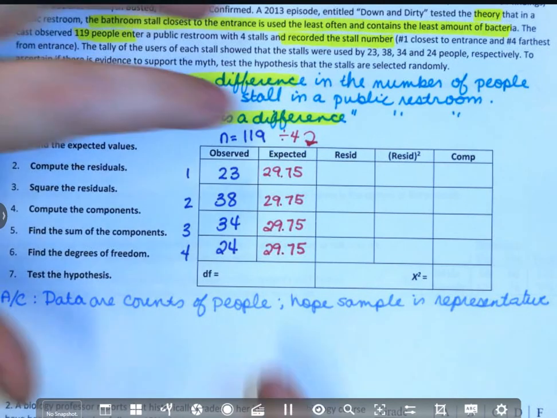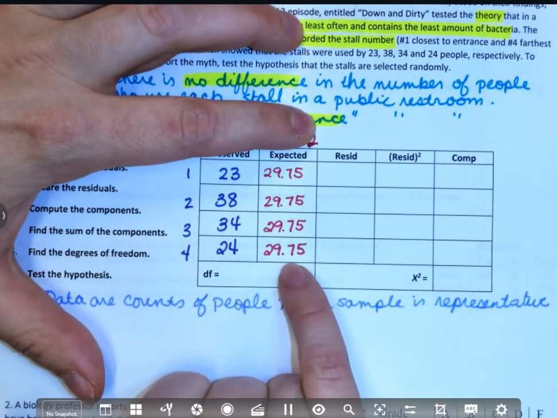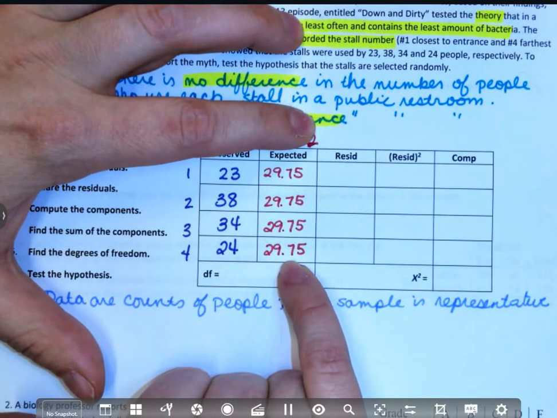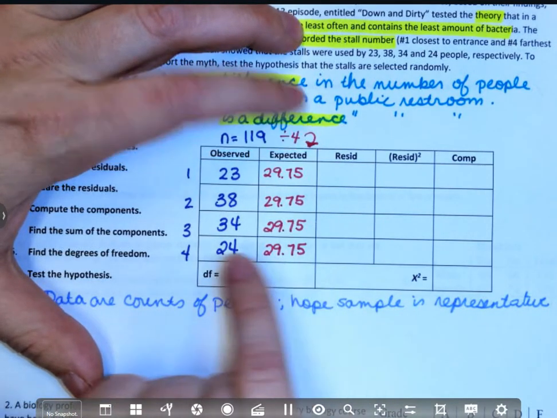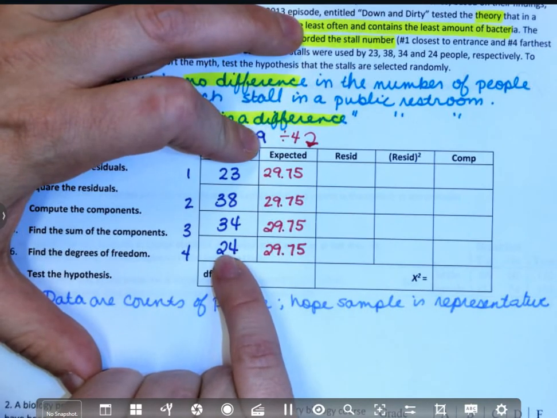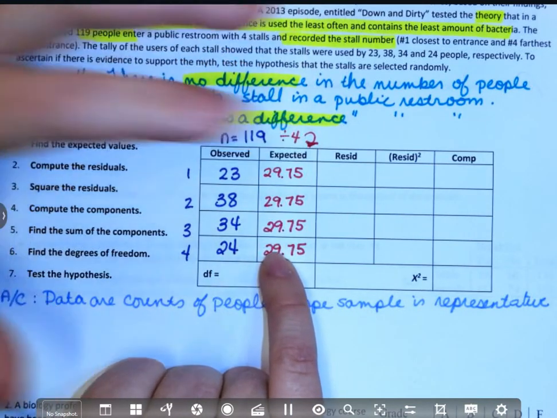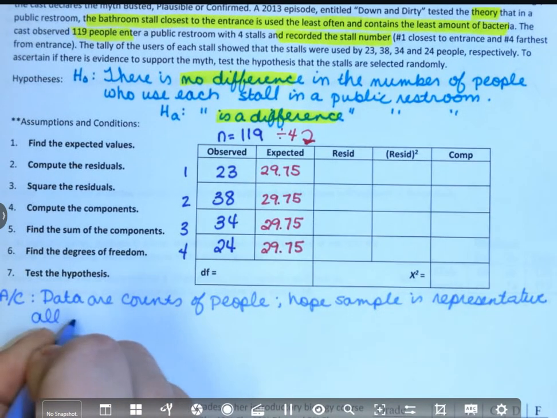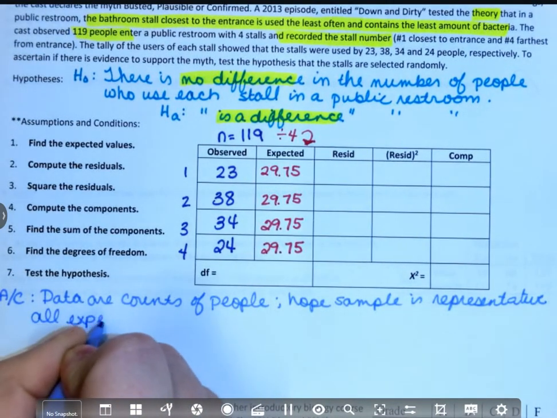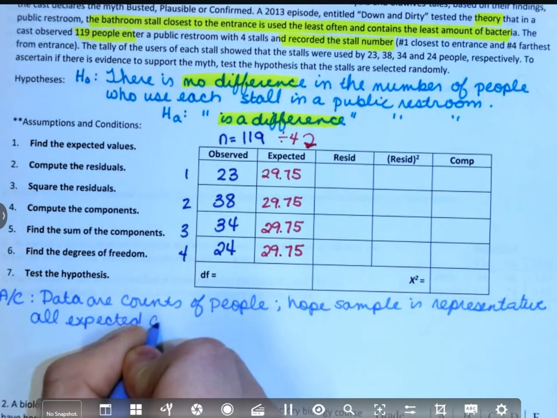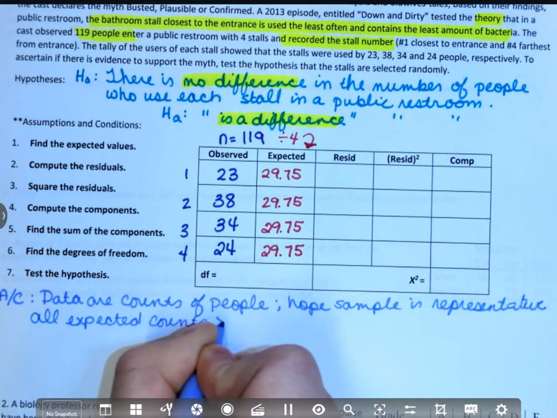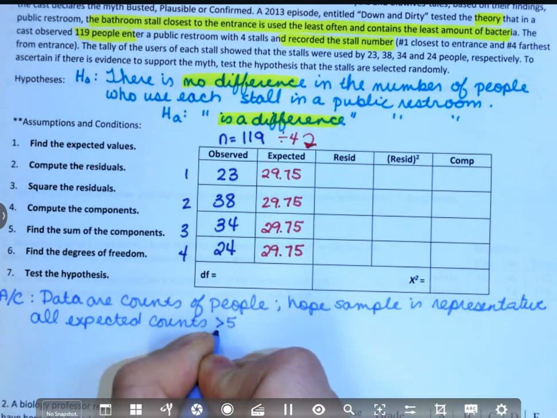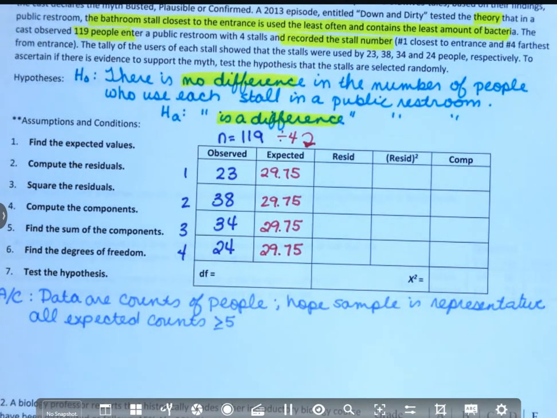Everything's 5. And for that, we're looking at this column. And by the way, your expected data can be decimals. Your observed data cannot. It's perfectly fine for this to be decimals. And so we will say all expected counts are going to be greater than 5. I think it's really greater than or equal to.